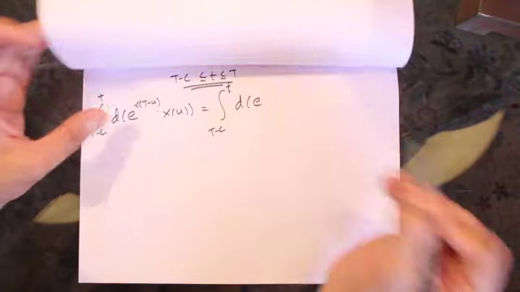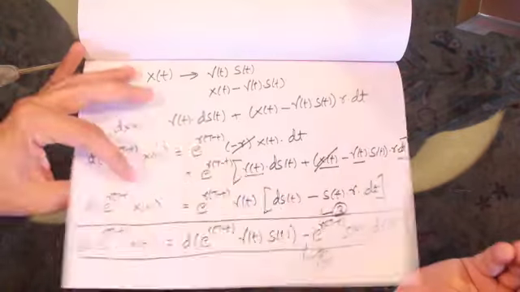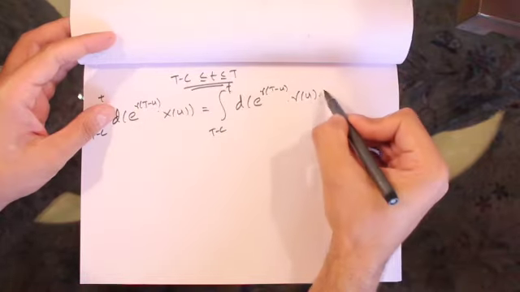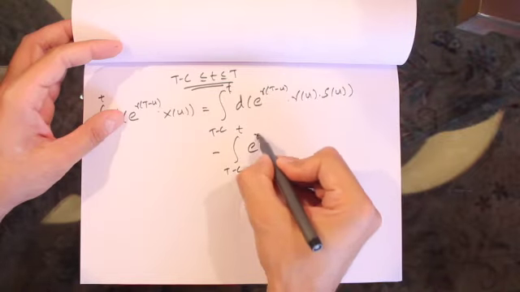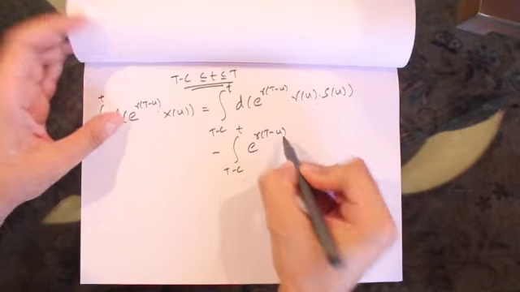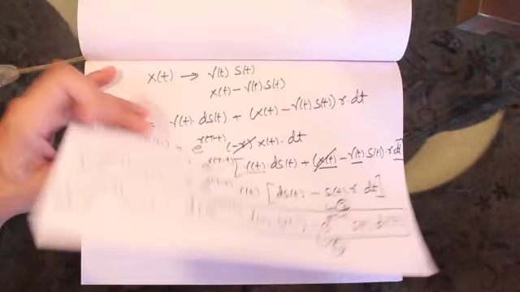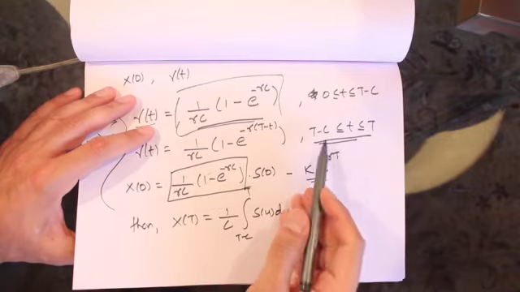which is equal to the integral from T minus c to small t of d of e to the power of r (t minus u) times gamma of u times S of u. And I have the integral from T minus c to t of e to the power of r (t minus u) times S of u d gamma of u.